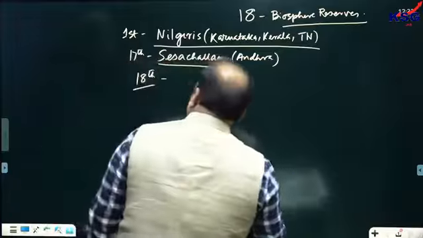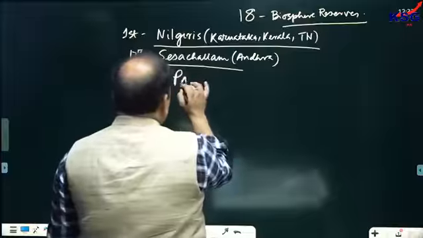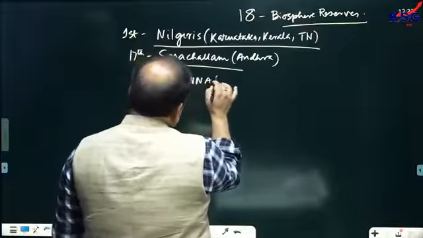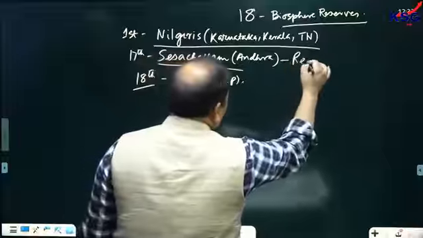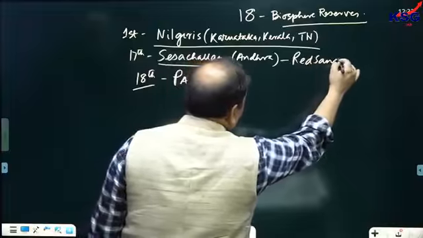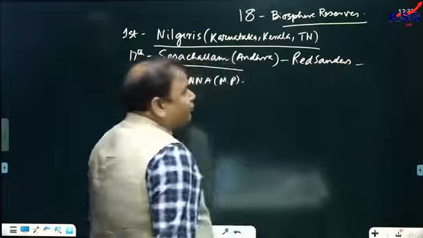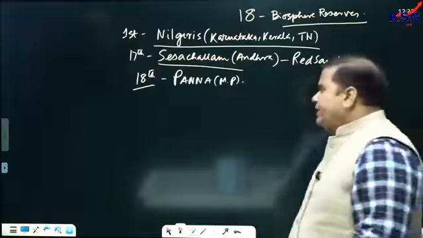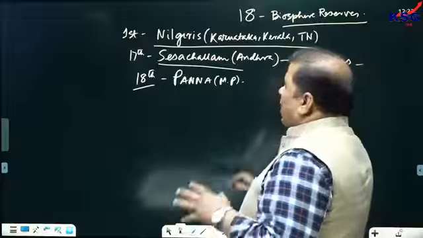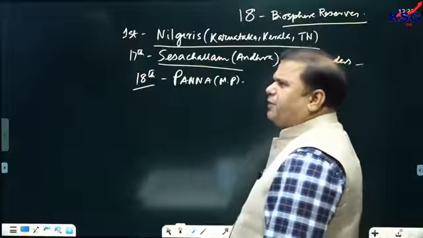and the 18th one was Panna, which is in Madhya Pradesh. Red sanders is what? Red sanders is red sandalwood, and the export and import of which has been completely banned in India. Clear? 18th one was Panna. But out of 18, what you have to remember is 12.